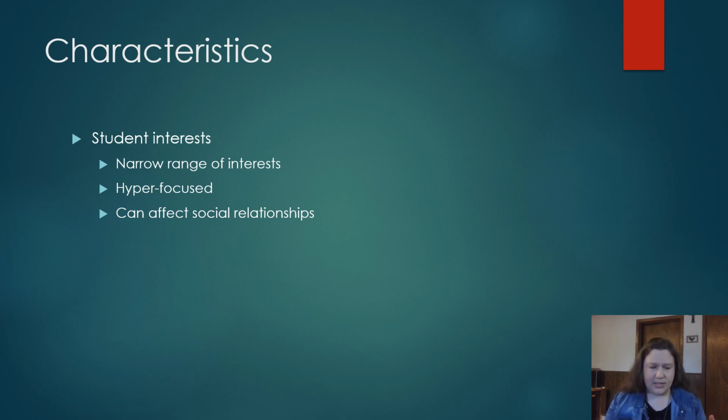They are hyper focused. They just focus on that one thing, or they may just focus on that one task that they're doing at a time. And so it's very difficult to multitask. It's difficult for a lot of people to multitask, but students with autism have a particular difficulty with that. And that's something that we need to be aware of in the classroom. If there's a lot going on in the classroom, the autistic student may not be able to focus. And of course, this can affect their social relationships.